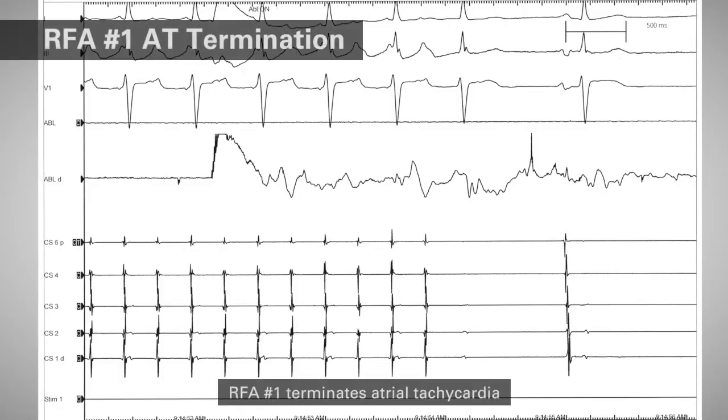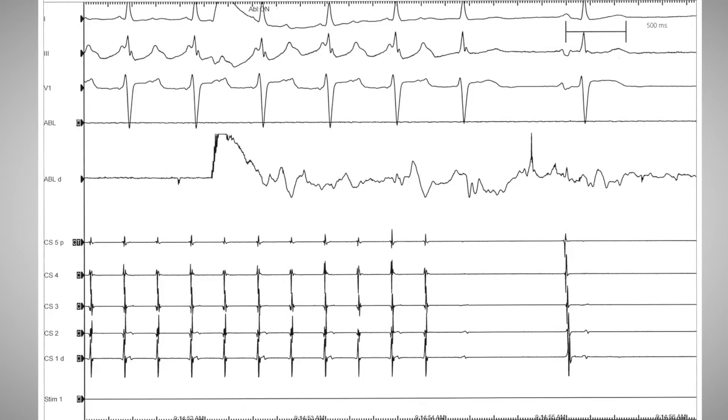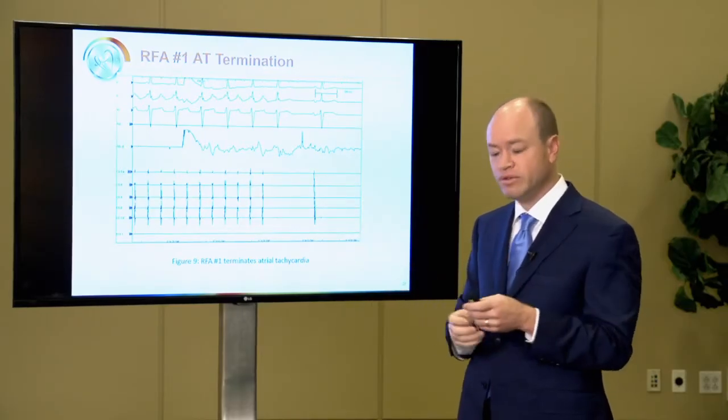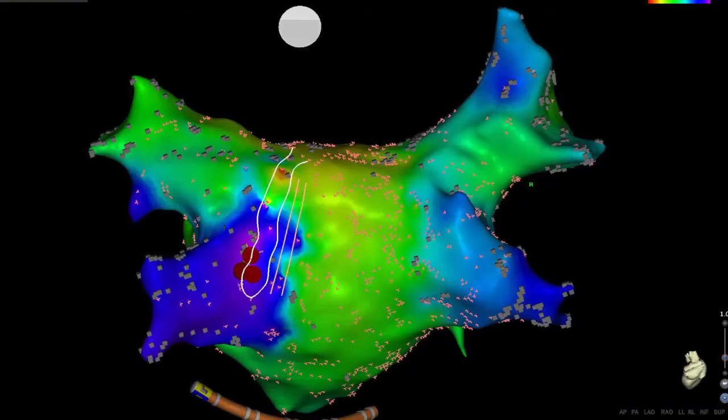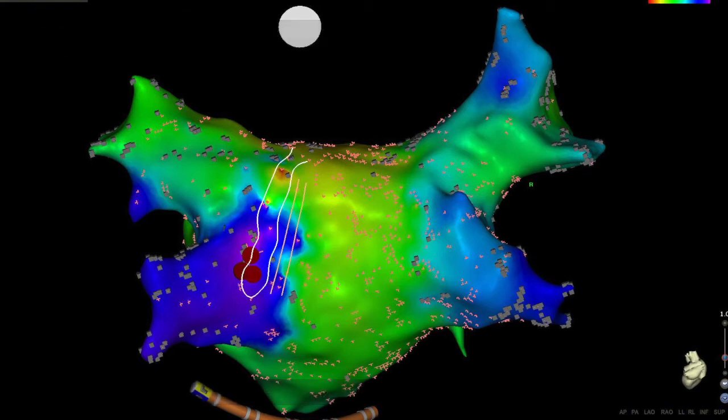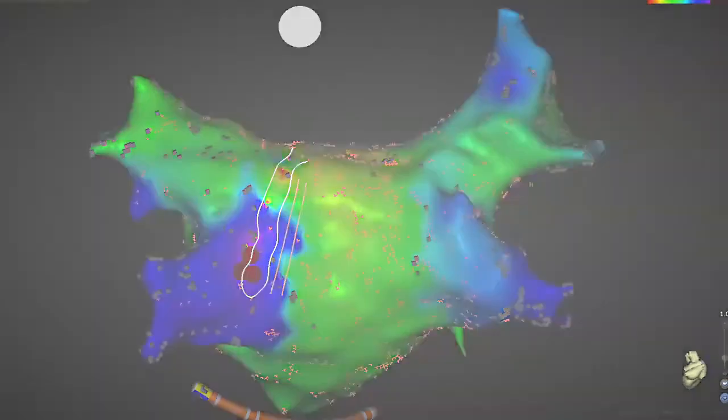So once that critical site was identified, this is RF application number 1. RF is turned on, and within moments we have tachycardia termination at the successful site, indicating clearly we had an accurate map. And this is the corresponding tags to where that ablation was performed. Again, right in the zone where Ripple identified early activation.